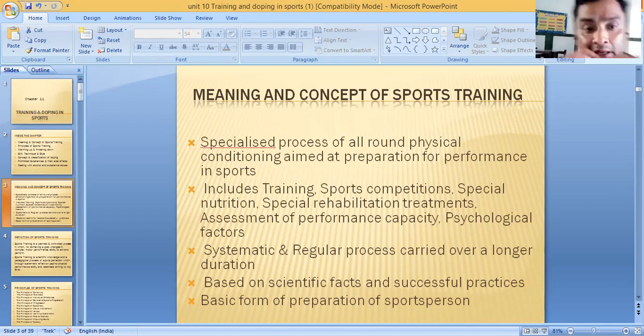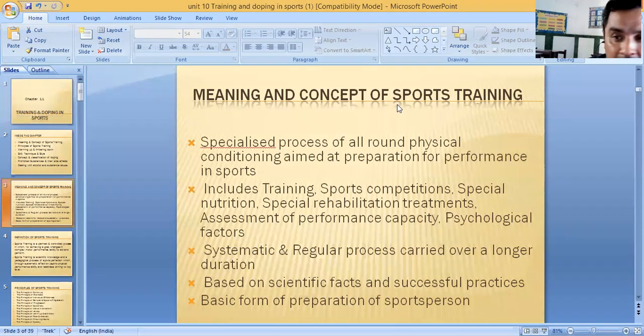Basically, without scientific knowledge, without scientific principles, you are not able to enhance your sports performance. So there should be some scientific principles which are applied to sports training. Right, Manshu? Is it clear? Okay. Let's go to the next topic.